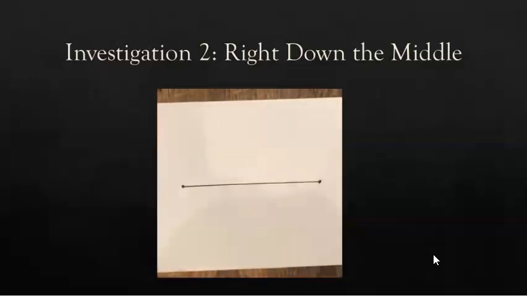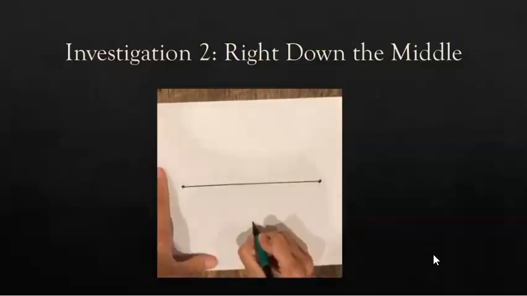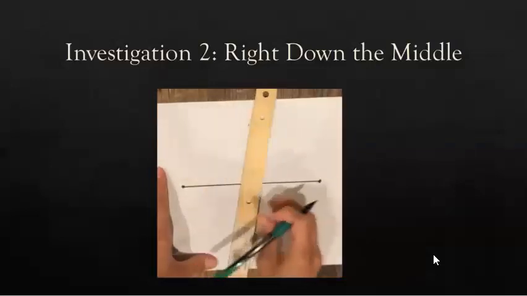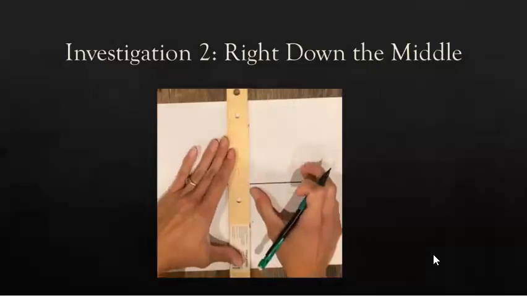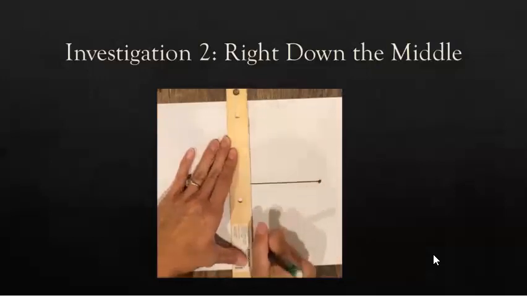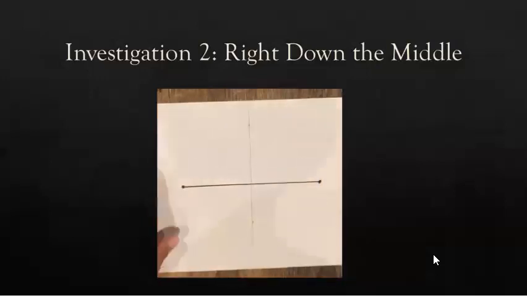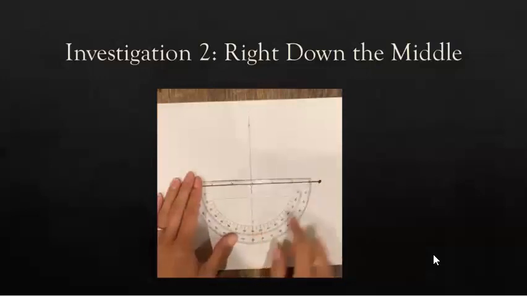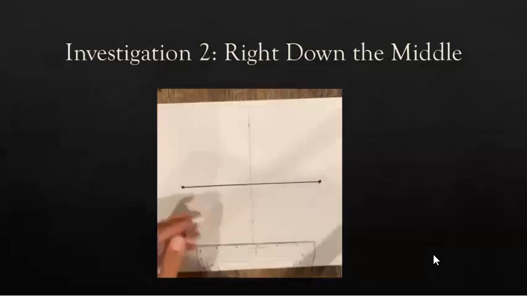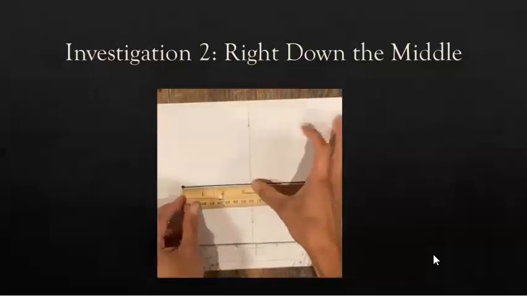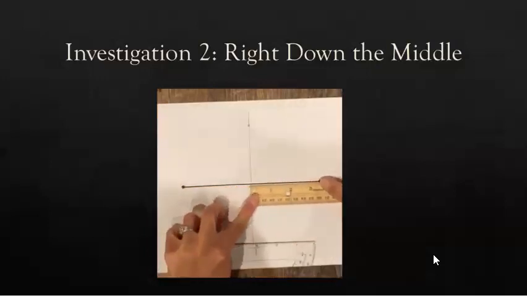I have 2 places where I have intersecting arcs. I'm going to use those intersection points, and now I'm going to draw a line between those intersecting arc points. Because those 2 points are equidistant from the endpoints of my original segment, they should be on the perpendicular bisector. It only takes 2 points to draw a line, so I'm going to check, is this the perpendicular bisector? Yes, it's 90 degrees. And when I measure the distance, it's a little over 3 inches, and the same distance to the other side.